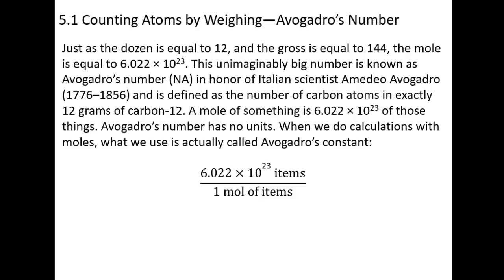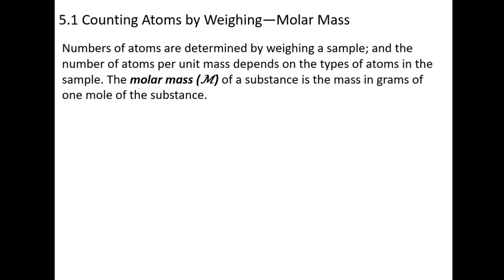So here's the actual information. They gave the honor to Avogadro, and basically how they found it. We're not going to talk about how they found it, but pretty much if you count out exactly 12 grams of carbon, you will have exactly 6.022 times 10 to the 23rd carbon atoms. So the number of atoms is determined by weighing a sample, and the number of atoms per unit mass depends on the types of atoms that we're talking about, called the molar mass.